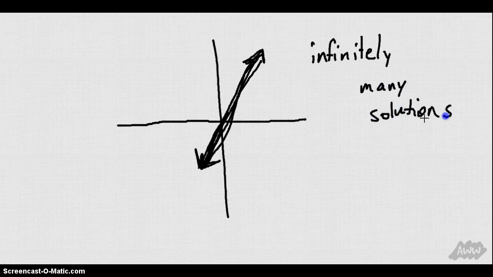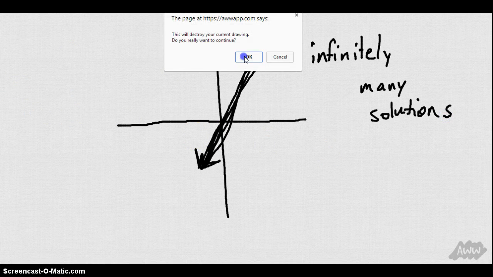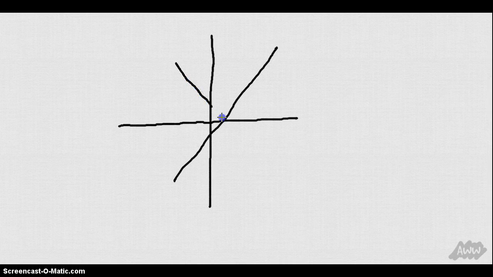And the main type we're going to talk about is if we have just two lines crossing at a single point. We have one solution, and that looks like this, where you just have one solution for your two lines that are crossing.